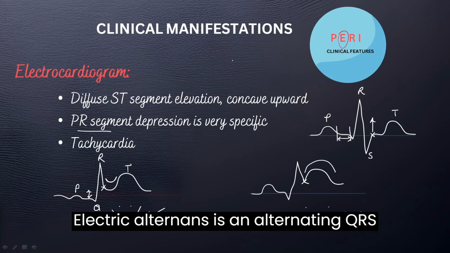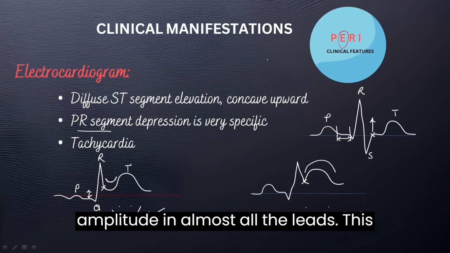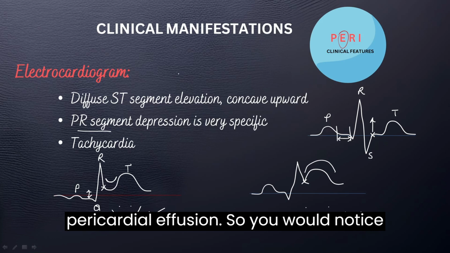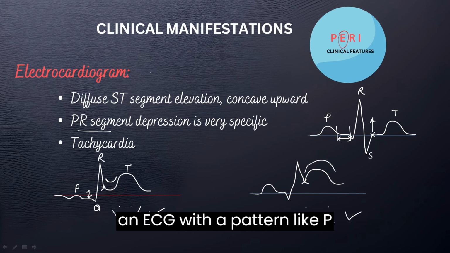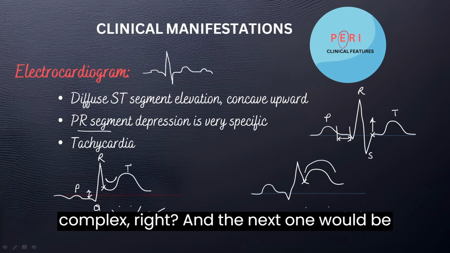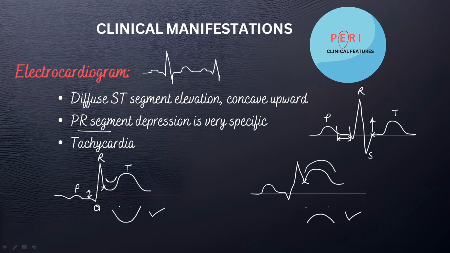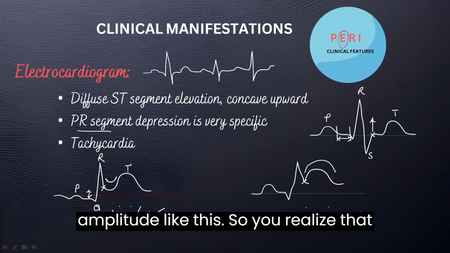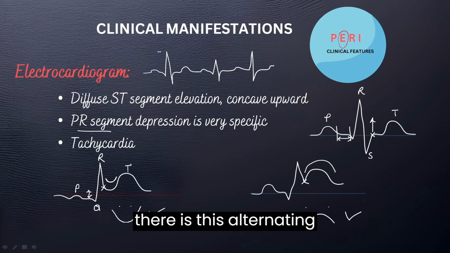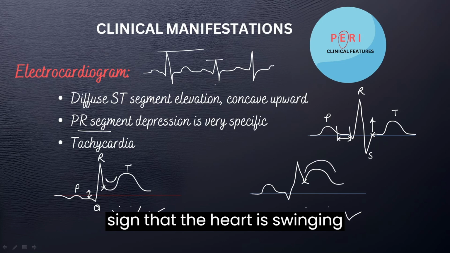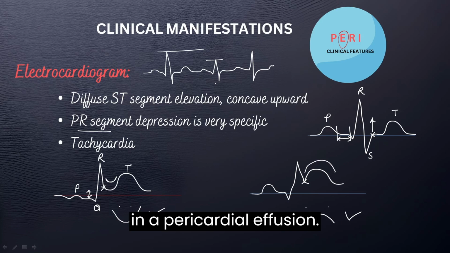Electrical alternans is an alternating QRS amplitude in almost all the leads. This is a sign that the heart is swinging in a pericardial effusion. So you would notice an ECG with a pattern like P wave, then the QRS complex, right? Then the next one would be a different amplitude. Then the next one would be a similar amplitude like this. So you realize that there is this alternating amplitude of the QRS. And this is a sign that the heart is swinging in a pericardial effusion.